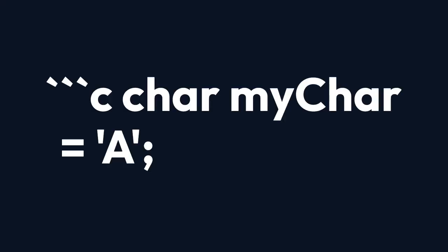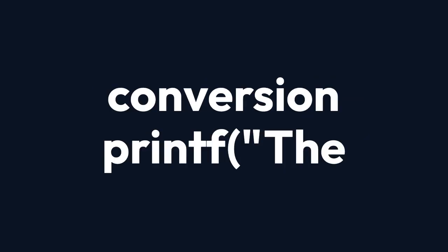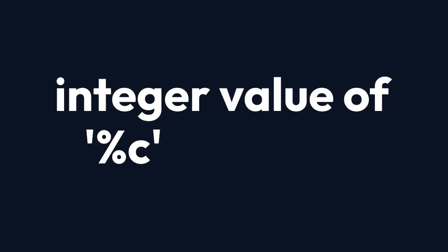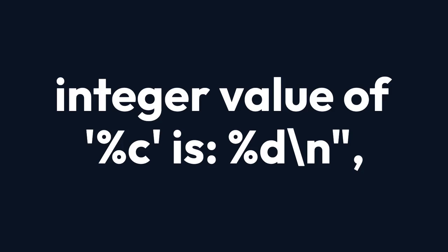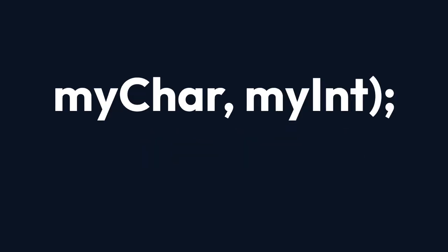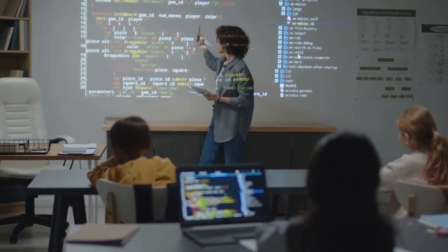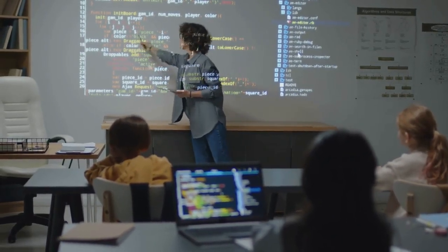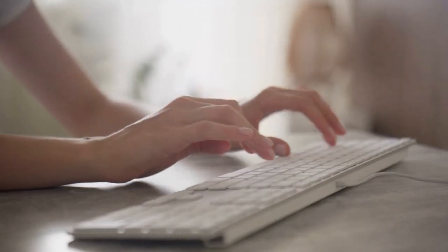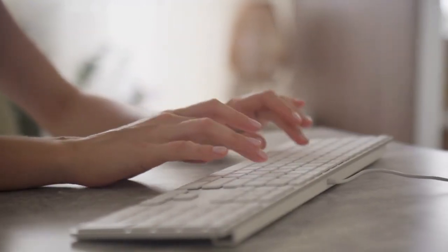For example: char myChar = 'A'; int myInt = myChar; printf("Implicit conversion: The integer value of %c is %d", myChar, myInt); This code will print "The integer value of A is 65", because the ASCII value of A is 65.